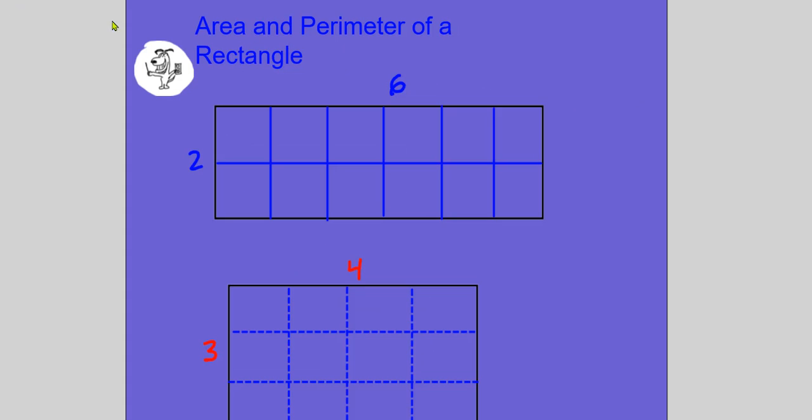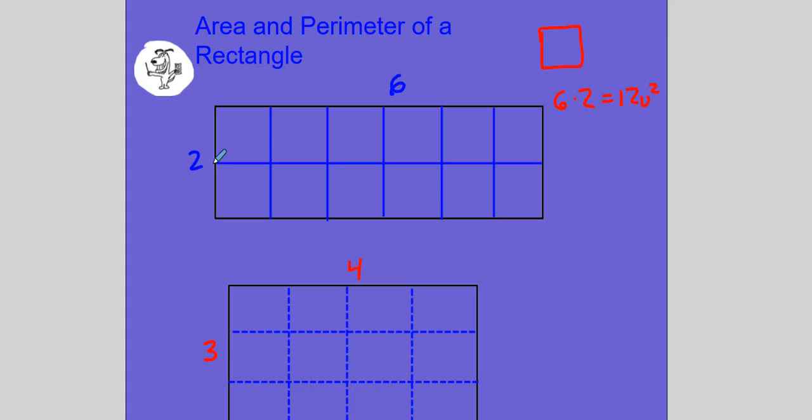So we're going to use a square as our basic unit of measure. In this case, I have a rectangle that is 6 squares by 2. To find the area, we take 6 times 2. So that's 12 square units. Often you're just going to write 12, but it's 12 square units.